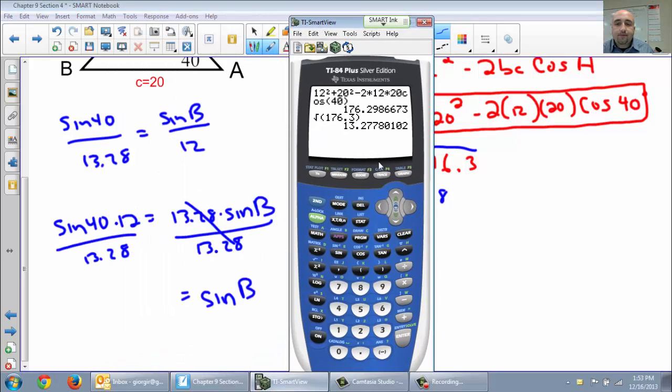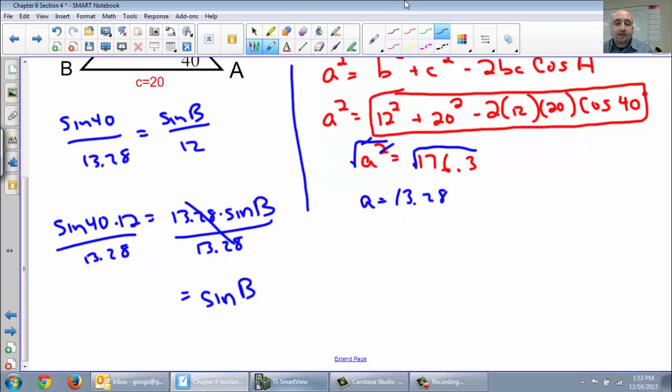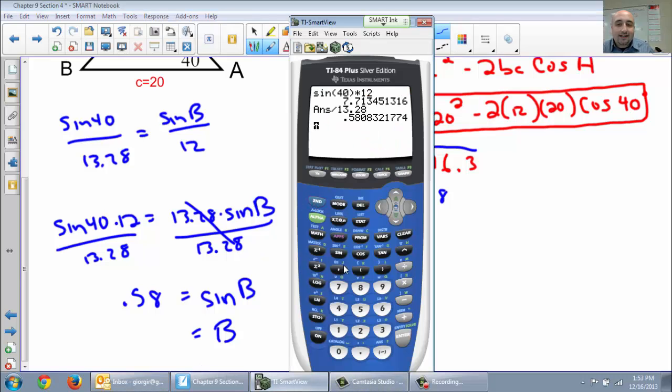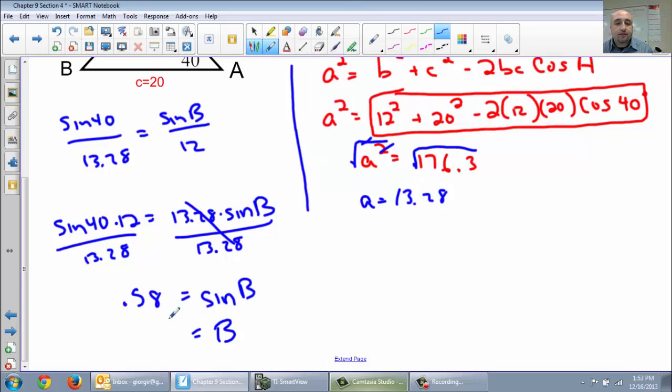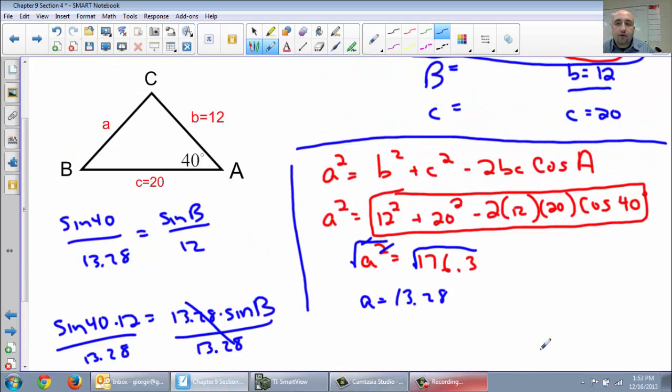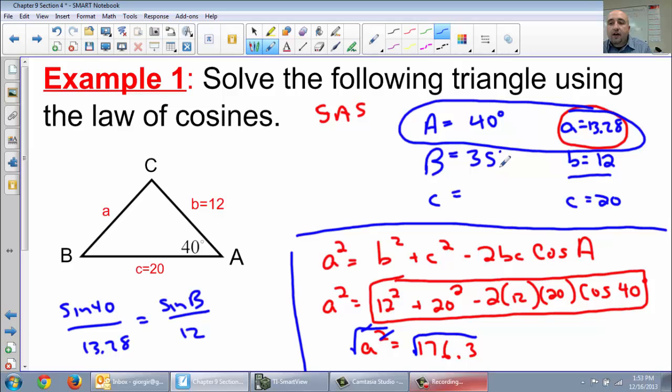So let's do that right now. Clear this out. Sine of 40 times 12, hit enter, and we're going to divide that by 13.28, and that will give me an answer of 0.58. So how do I get my angle B? Angle B is equal to, you always use the second inverse. So second sine 0.58 will give me my answer for angle B. So 35.45, let's just say 35 degrees. So angle B is 35 degrees.